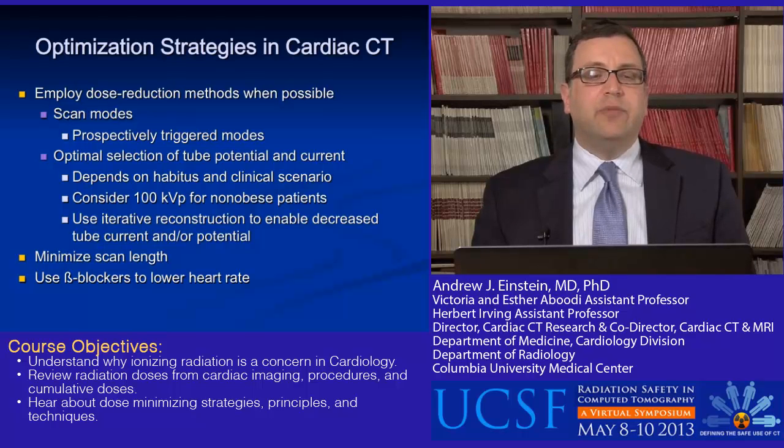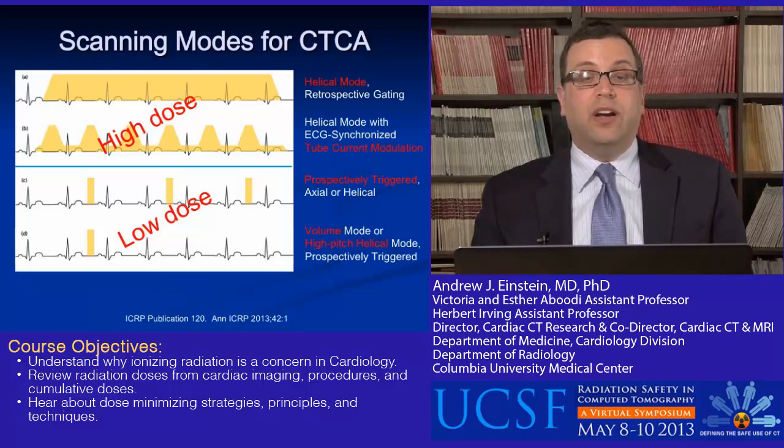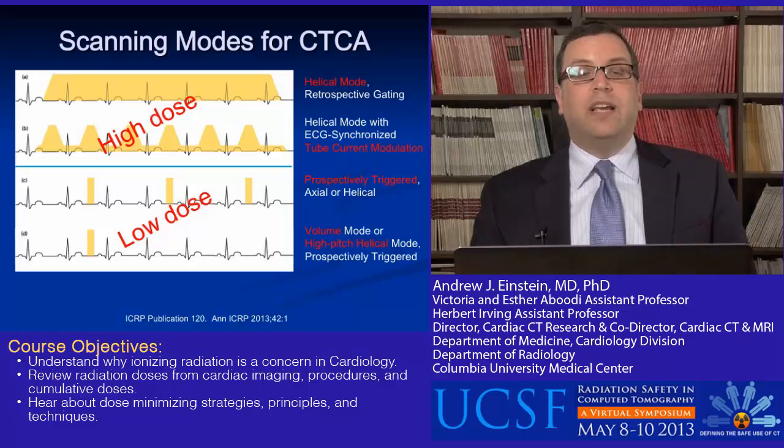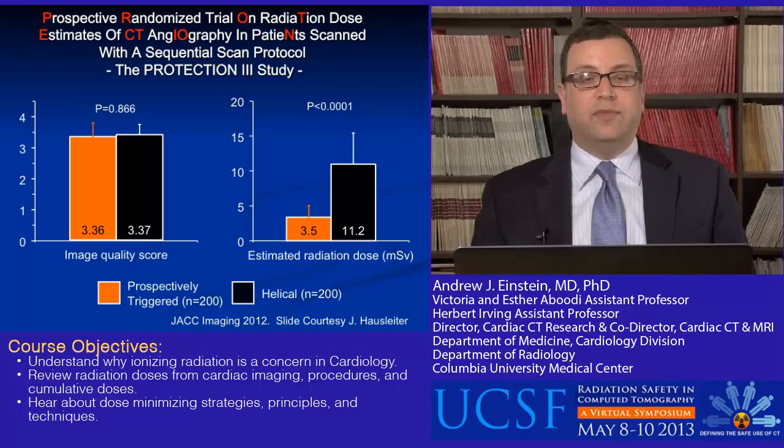In cardiac CT, we should employ dose reduction methods whenever possible. These include the various scan modes. As we talked about before, there are higher dose scan modes, which leave the X-ray tube on throughout the scan, and there are lower dose scan modes, which turn off the X-ray tube, except for short periods of time. By virtue of using scanners which have these low-dose scan mode capabilities, and using these modes whenever possible, we will keep the radiation doses to our patients down.